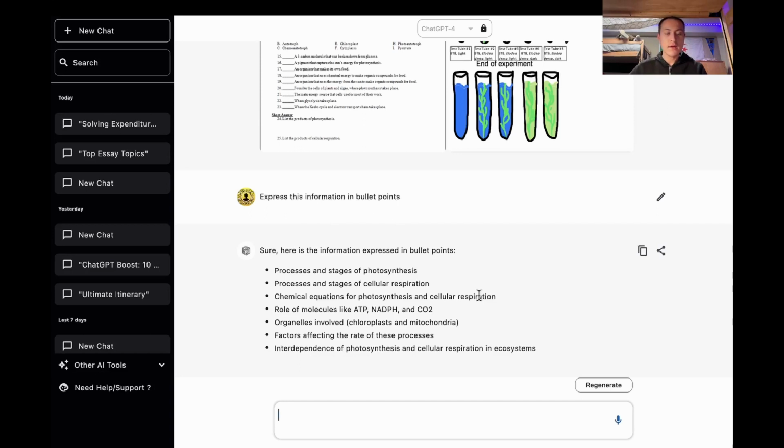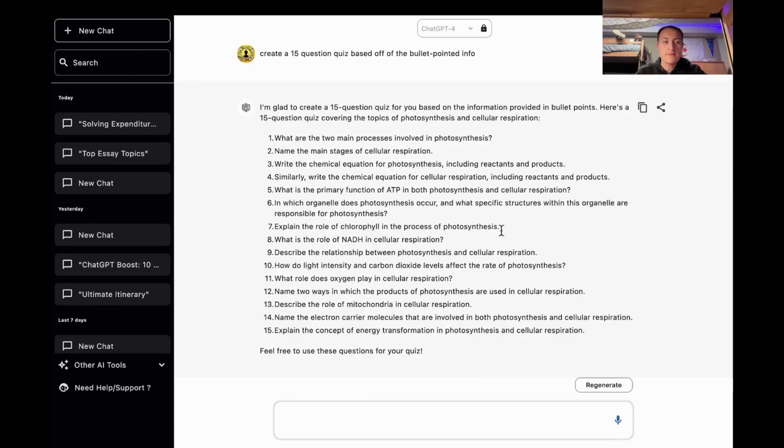So let's try having ChatGPT make a quiz off of it. So let's say we make it 15 questions. Okay, so now you have a 15-question quiz comprising these concepts.